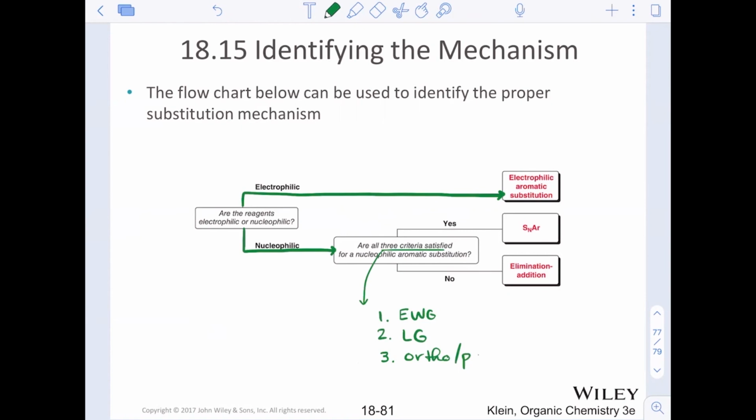If the answer is yes, that all three are satisfied, then we just do the addition, form the Meisenheimer complex, and kick out the leaving group. Wonderful. If the answer is no, then we need to do the elimination, form the benzyne intermediate, followed by addition of our nucleophile.